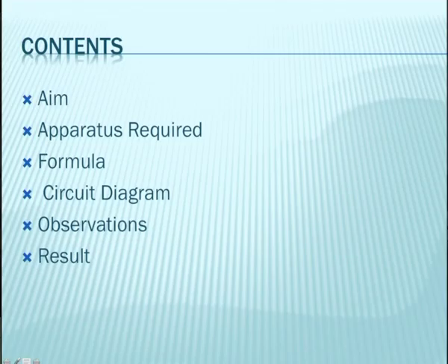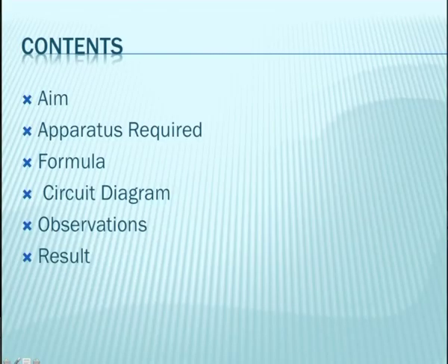This lecture is going to be organized in the following way. Aim of the experiment, apparatus required to do the experiment, formula used to calculate the theoretical frequency of the experiment, circuit diagram of the experiment, observations made in the experiment, then result. So, this is the organization of this practical lecture.